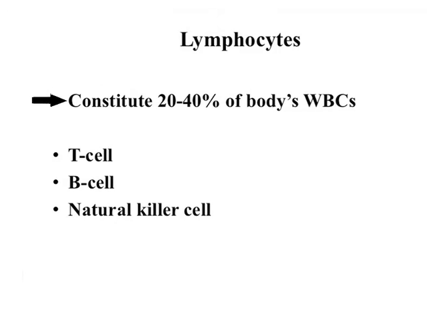Now I will tell you about lymphocytes, very important cells of the immune system. They constitute almost 20 to 40% of white blood cells. And lymphocytes can be divided into three groups: T lymphocytes, B lymphocytes and natural killer cells.